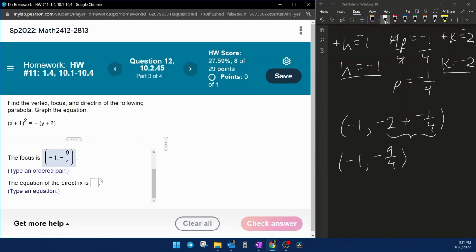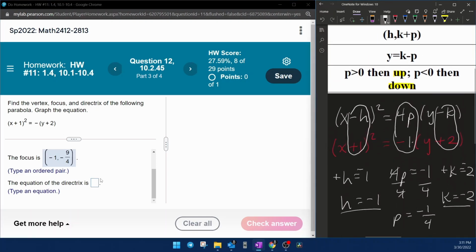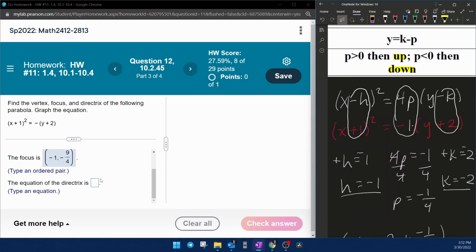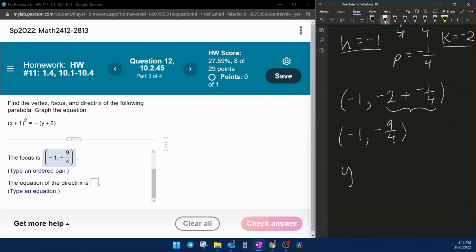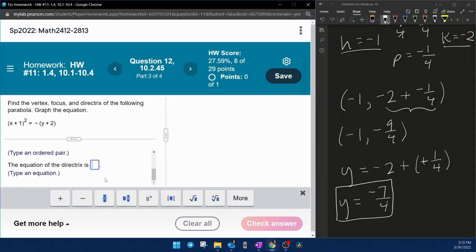And the last thing they need is the directrix. So again, we're going to scroll up. We can see the directrix is the equation y equals k minus p. So the directrix will be y equals k minus p. And here we go. Two negatives make a plus. What is negative 2 plus 1/4? Well, that's going to be 8 minus 1. That's going to be negative 7/4. And this should be our directrix. Notice it does say to type an equation. So we are going to have to put the y equals and then negative 7/4.